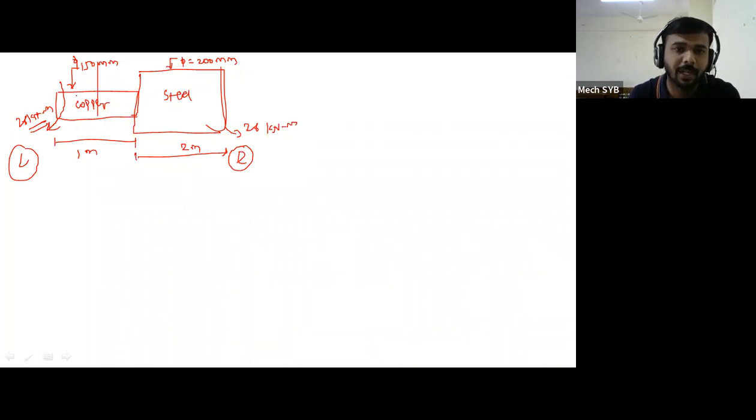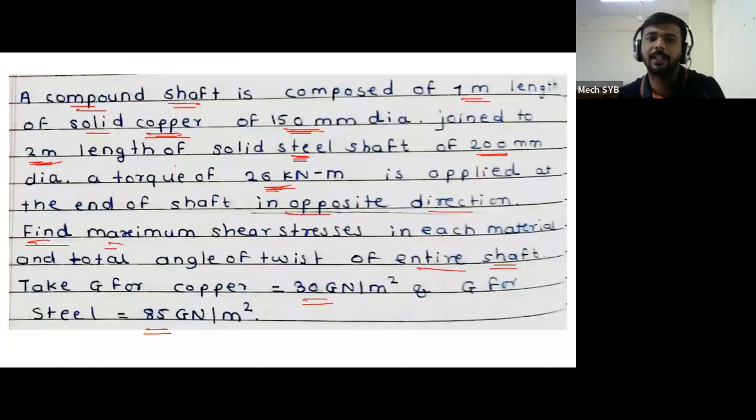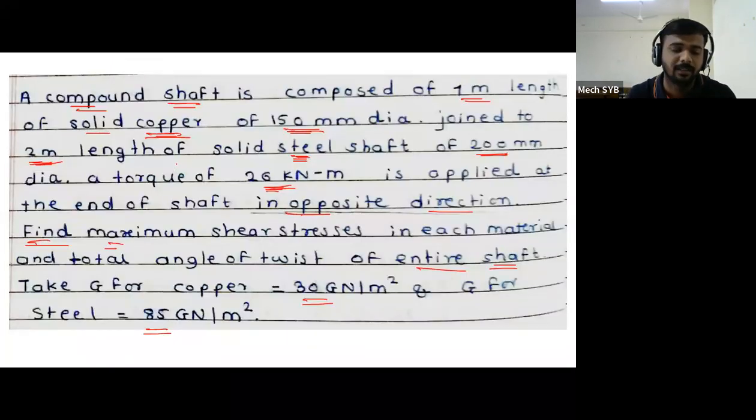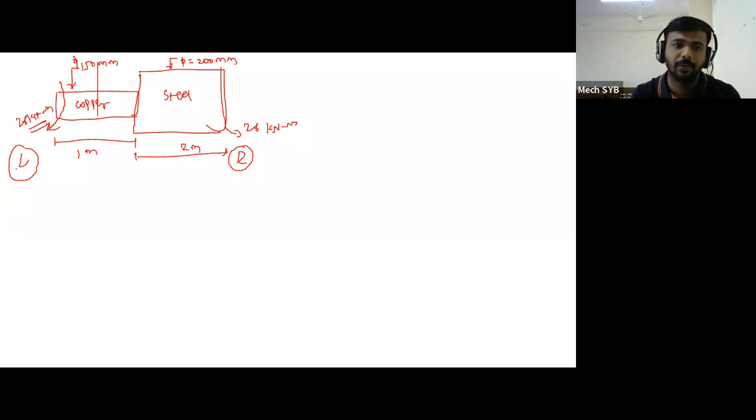So this is the figure which we have to draw from this particular statement, that the copper and the steel shaft both are connected to each other and both are subjected to the 26 kilonewton torque at the free end, and it is applied in the opposite direction. Okay, so these are the figure given. Accordingly, we will write down all the given parameters.